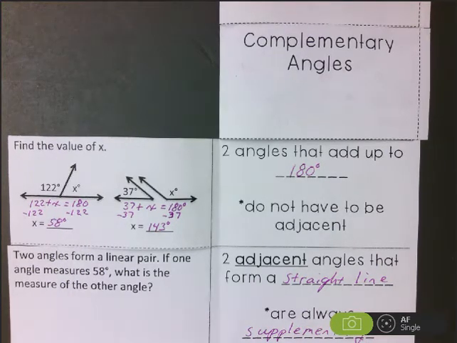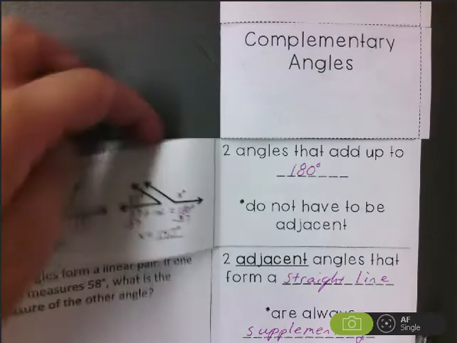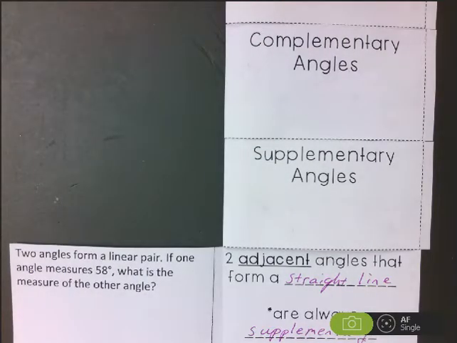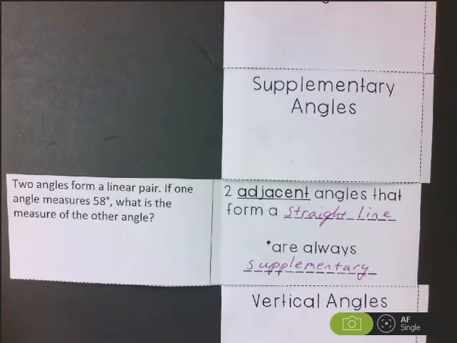Okay? Alright, so let's come over here. I'll go ahead and close that supplementary one again. It says two angles form a linear pair. If one angle measures 58, what is the measure of the other angle? So it's very similar to what we just got done doing for our supplementary ones up here. Sorry, let me push that up just a little bit for you.